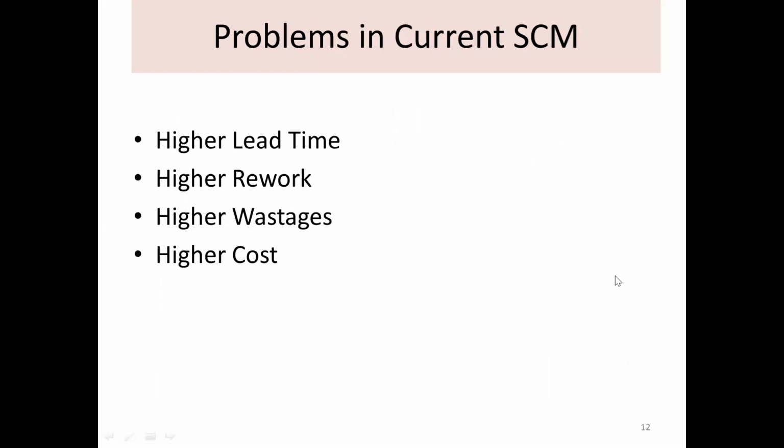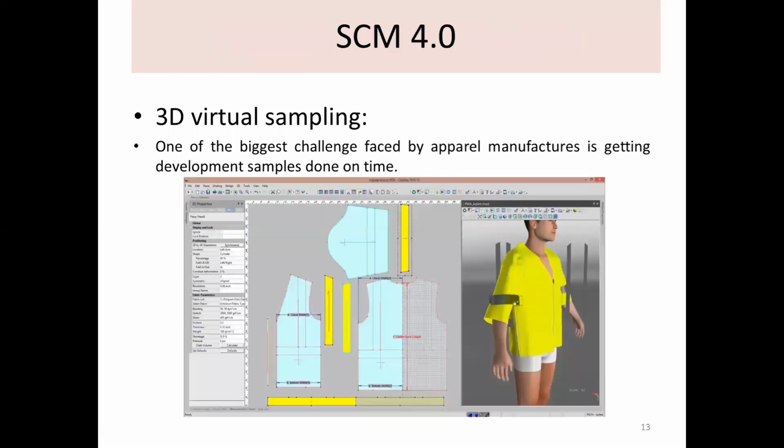So this current supply chain has some problems. The first problem is that the lead time is very high for such a system, and reprocessing or rework is also done frequently. The amount of wastage is also higher, and the cost is very expensive for this type of chain. So we have some solutions for this system.